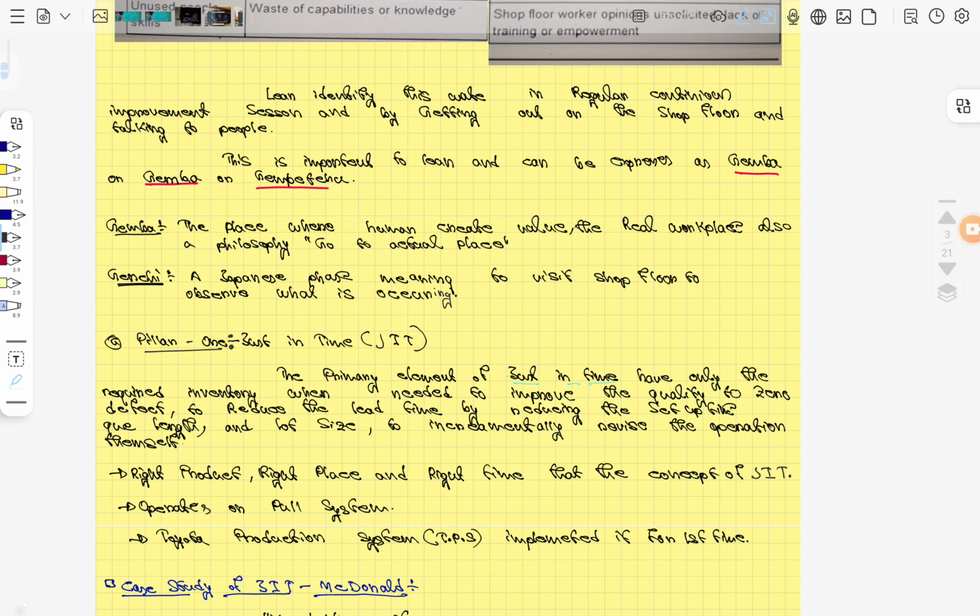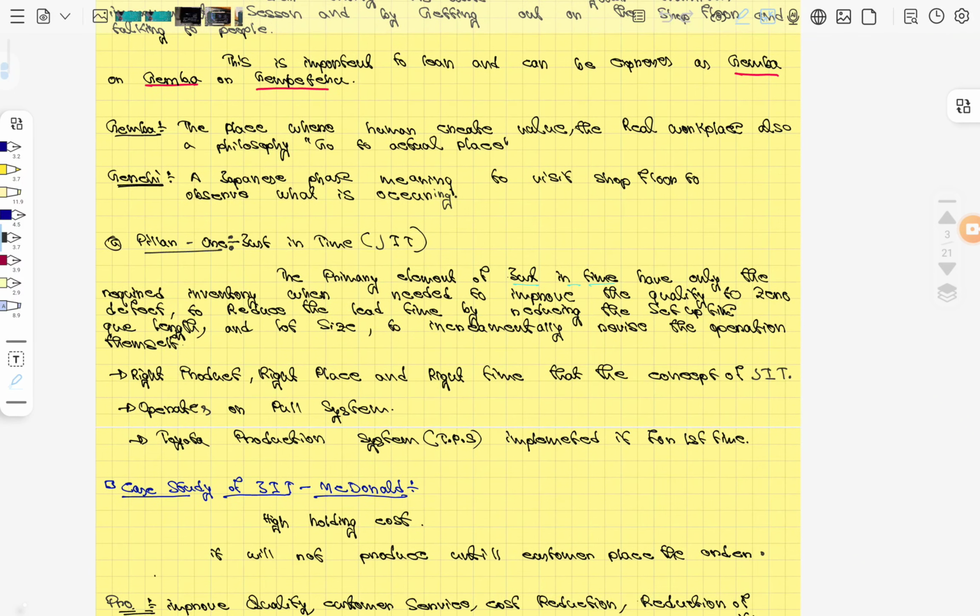This is important to learn and can be expressed as gemba, that is go to the shop floor, a place where humans create value, with real people in a real workplace. Also the philosophy is to go and see the actual place. Genchi is a Japanese phrase meaning visit the shop floor and observe what is occurring there.